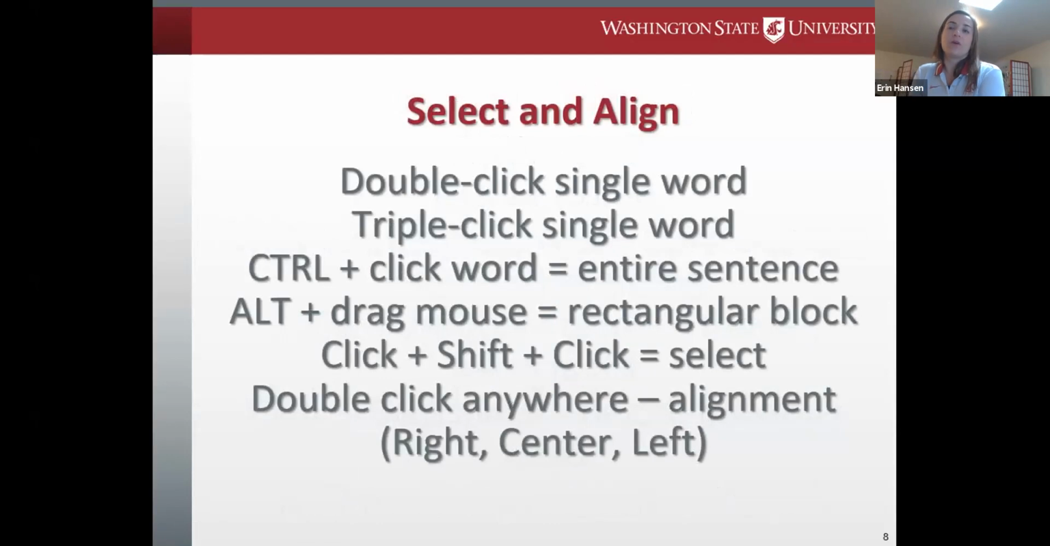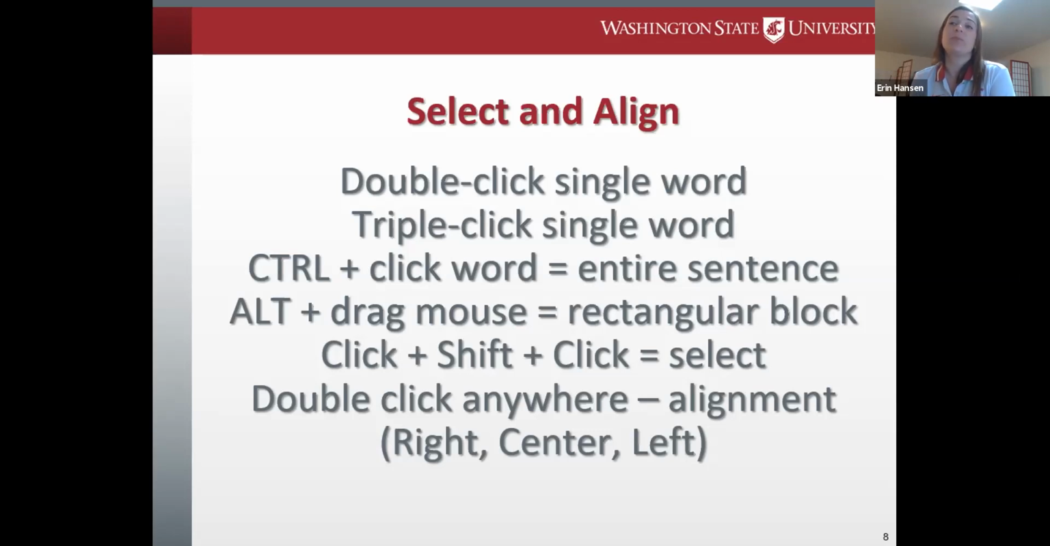So, okay, moving on. Now we're going to look at some of the functions which use other or additional keys, such as the Alt and Shift keys. These next few apply to selecting and aligning content. So again, I'm going to demonstrate this in a Word document later, just as a FYI. So first, double-clicking on a single word selects that word. Triple-clicking on a single word selects the entire paragraph. Control plus clicking on one word in a sentence selects the entire sentence itself.